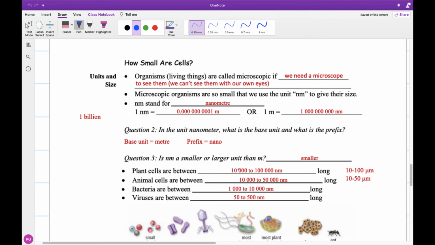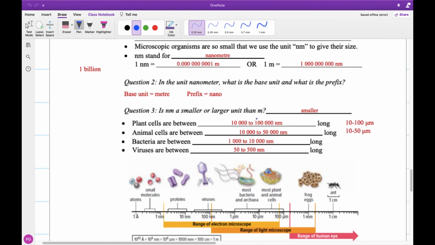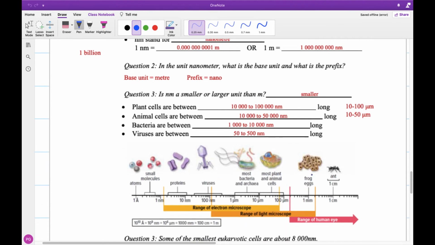To give you a sense of scale, there's a few sizes listed out here, along with what I think is a very helpful diagram to sort of let you see how big or small things are relative to each other. Plant and animal cells are about the same size, between 10,000 and about 100,000 nanometers. Bacteria are smaller, about 1,000 to 10,000, and viruses can be quite small, all the way down to 50 nanometers, but usually not much bigger than 500 nanometers. So viruses are very, very small compared to the rest of these cells.